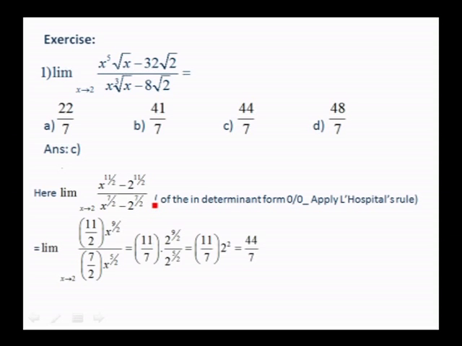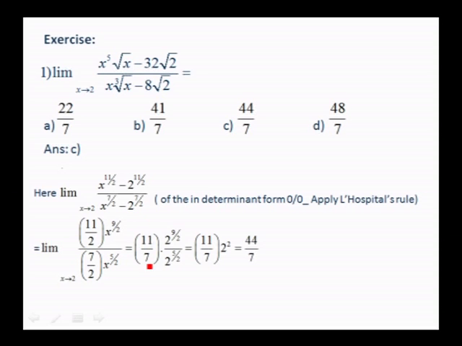So, here for this one you can use either the x to the power of n minus a to the power of n over x minus a formula, but it is easy to apply L'Hopital's rule, because it takes the form 0 by 0. Differentiate the numerator and denominator separately. So, 11 by 2 into x to the power of 9 by 2 minus 0, 7 by 2 into x to the power of 5 by 2 minus 0.